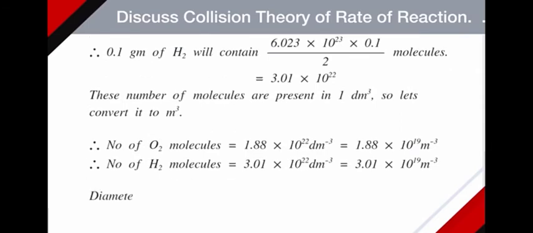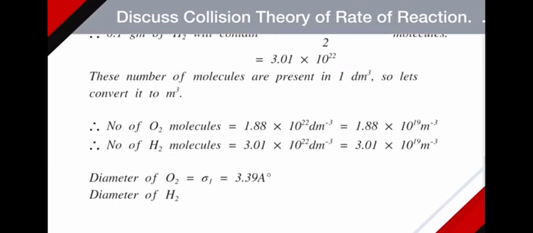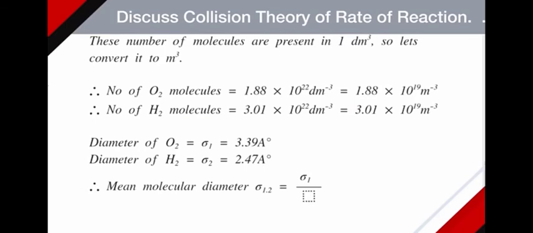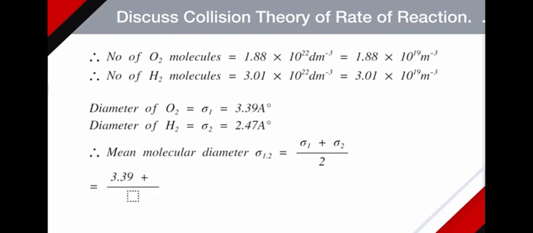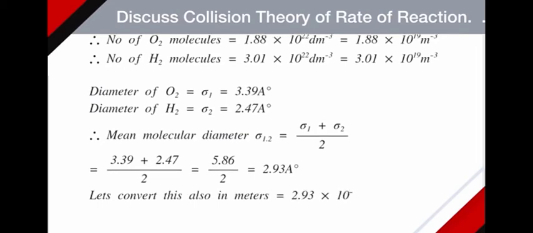Also, diameter of oxygen and hydrogen is given, so sigma 1 is equals to 3.39 angstrom and sigma 2 is equals to 2.47 angstrom. Therefore, mean molecular diameter sigma 1.2 is equals to sigma 1 plus sigma 2 divided by 2, which is 3.39 plus 2.47 divided by 2, or 5.86 divided by 2, which comes 2.93 angstrom. Now let's convert this also in meters, so it becomes 2.93 into 10 to the power minus 10 meters.